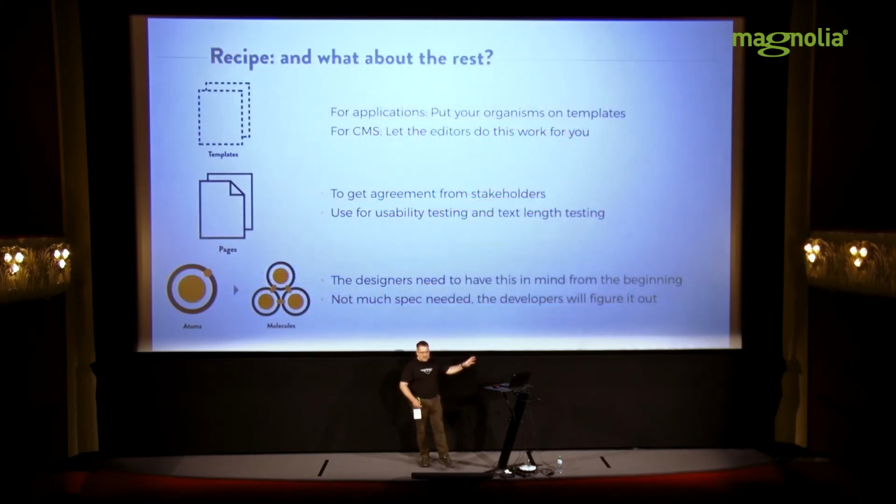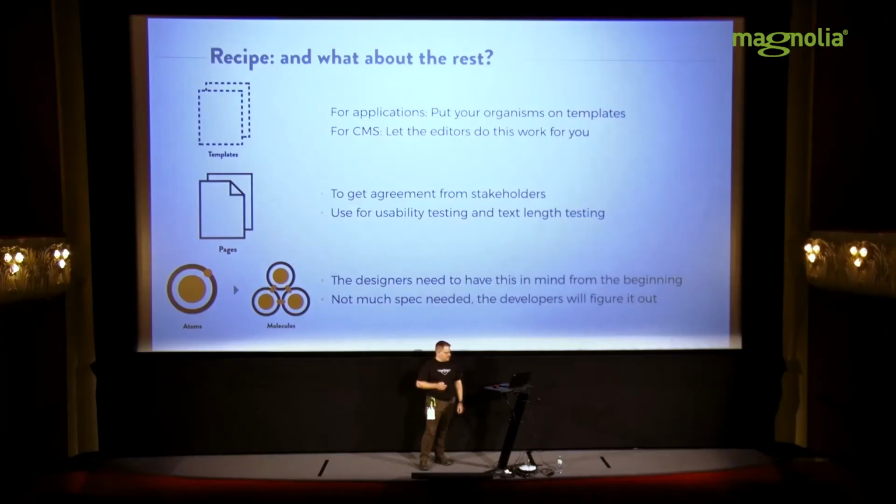Okay, so that was the recipe for the organism, but what about the rest? Atomic design is more. So we focus on the organism. They are kind of a pivot point in our project, but we also do the other things. So for the templates, it's maybe different if you're doing an application. There you do examples of all those templates, all those pages that you have. If you have a CMS like Magnolia, where the editors can just drop in a component and rearrange them however they want, you maybe don't need that many templates.